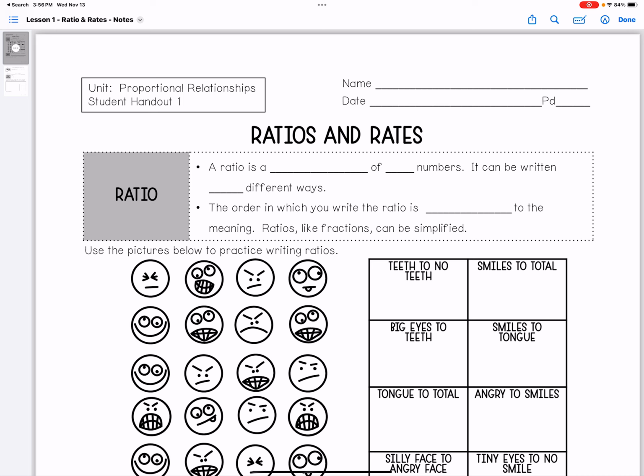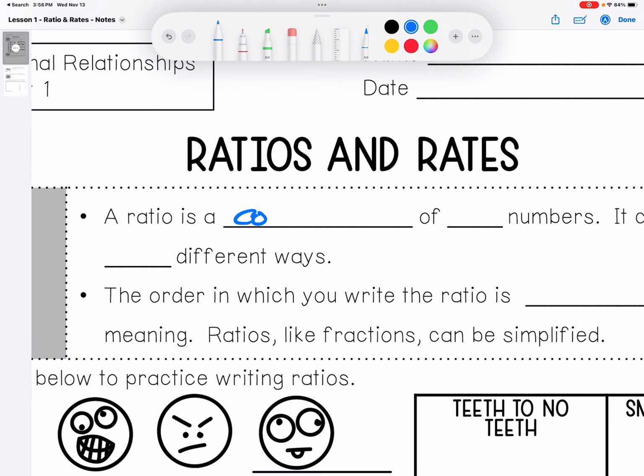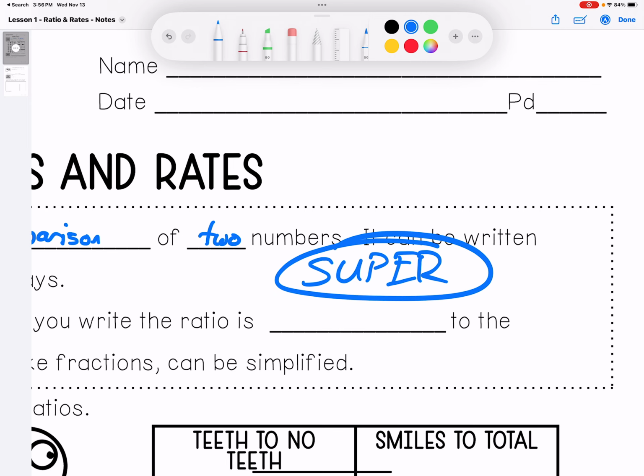But today, let's actually get started on the notes. A ratio is a comparison of two numbers. It can be written three different ways. The order in which you write the ratio is super important.